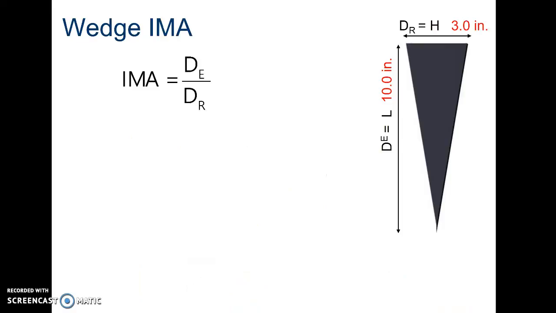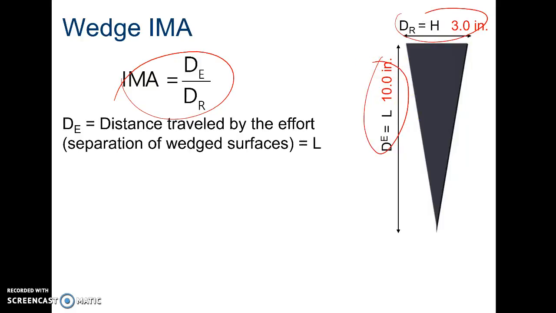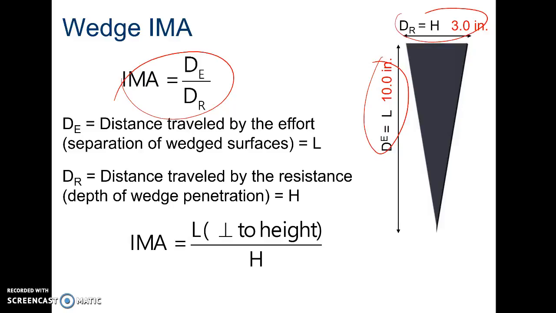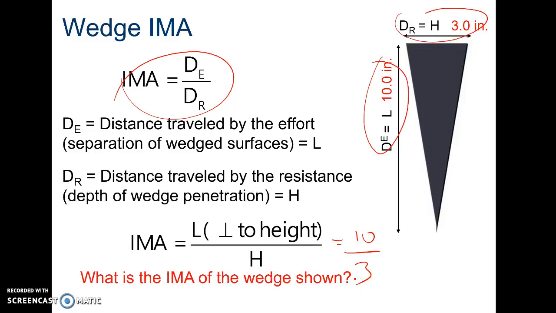Okay, so the wedge IMA is pretty straightforward. Again, DE over DR. Okay, we just have to define what the DE and the DR are going to be for the wedge. Okay, so very similar to the inclined plane, the DR is going to be the height and the DE is going to be the length. Okay, and this assumes that the entire wedge is actually being pushed into the device that's splitting. Okay, and I'll talk about that just a second. But here, that would be essentially 10 over 3. Okay, and that would give us an IMA of 3.3.